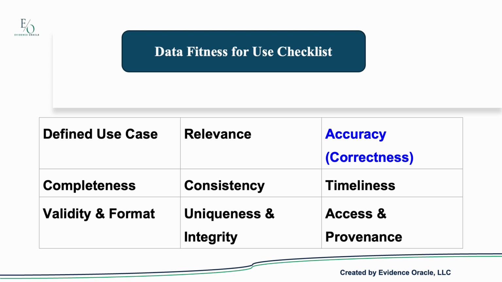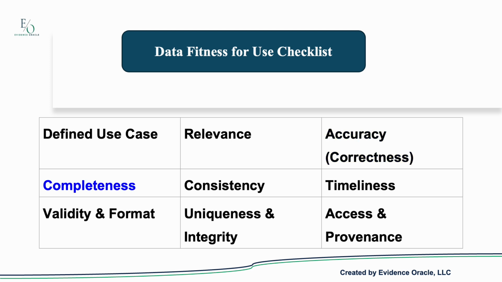Accuracy or correctness. Do these data actually reflect the phenomena that they're trying to measure? Accuracy is about whether the data reflect real-world conditions. Look for errors, inconsistencies, or signs that the data were not validated. Even small inaccuracies can lead to large decision errors. If the data is wrong, the decision will be wrong.